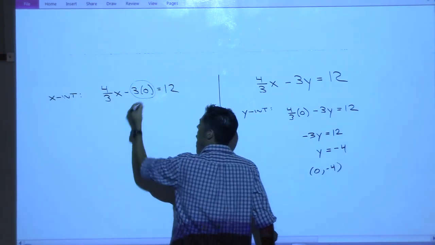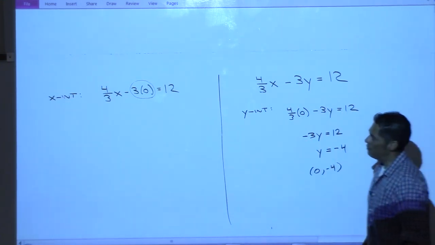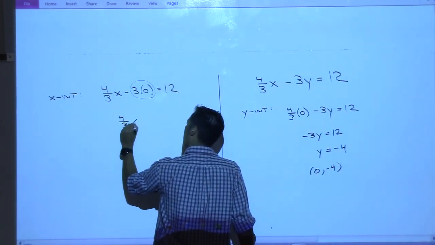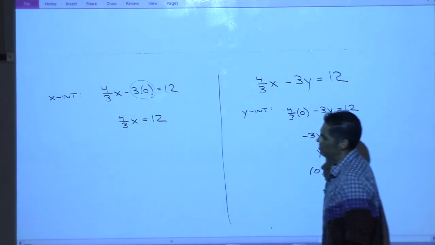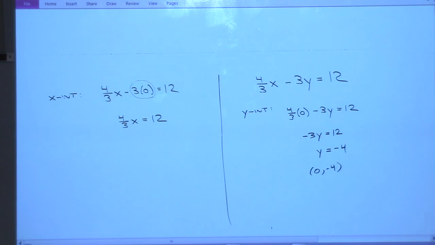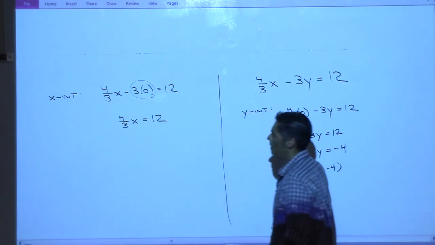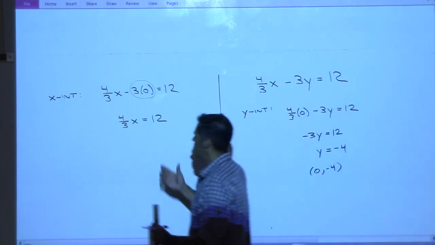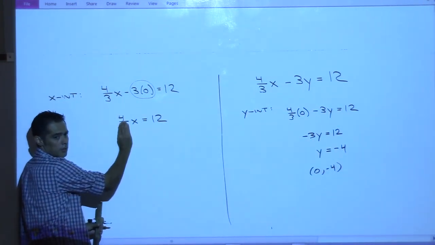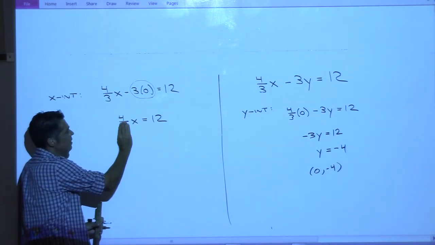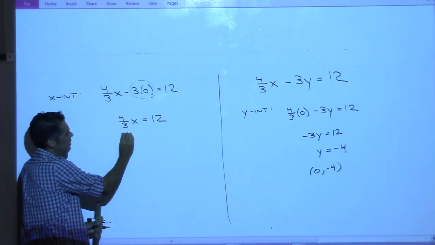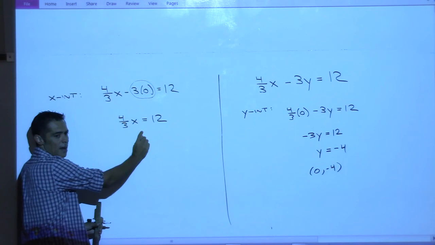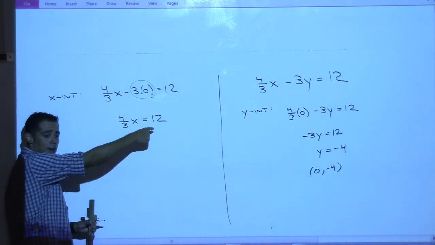And this right here is going to just go away, right? So all you're left with is 4/3 x equals 12. And now you have to deal with that fraction. There's multiple ways to do this, so I'm curious how you would want to do this. Let me ask you this: if that was just a 4, what would you do? Divide. But it's 4/3, so we can still divide this side by 4/3 to make it go away, but then we have to divide that side by 4/3.